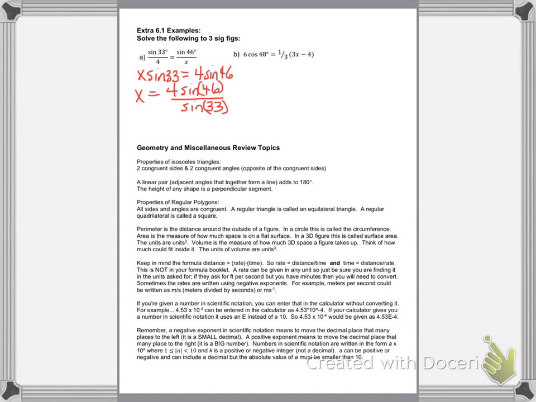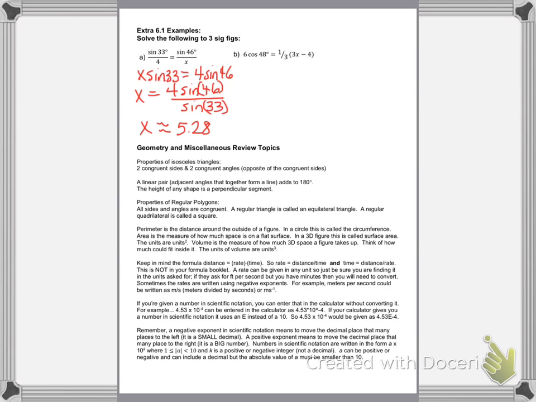So anytime your calculator pops up a parenthesis, just close it. In some cases it may not matter, but in some cases it will. So it's better safe than sorry. Or if you're really worried about it, do the 4 sine of 46 and hit enter, and then immediately divide by the sine of 33, and you'll be good. Either way, in this case, we should end up with that x is approximately equal to 5.28.